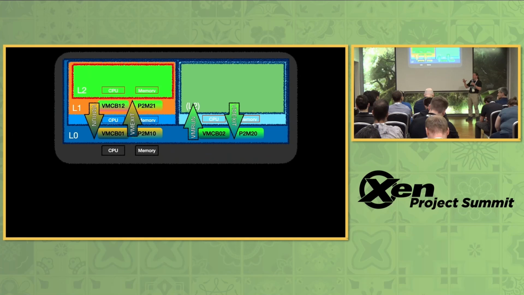There's also support for nested, virtual interrupts and different things like this as well. So there is some support for these sorts of things. But I think, as far as I'm aware, there's no support for doing two levels of nested paging.